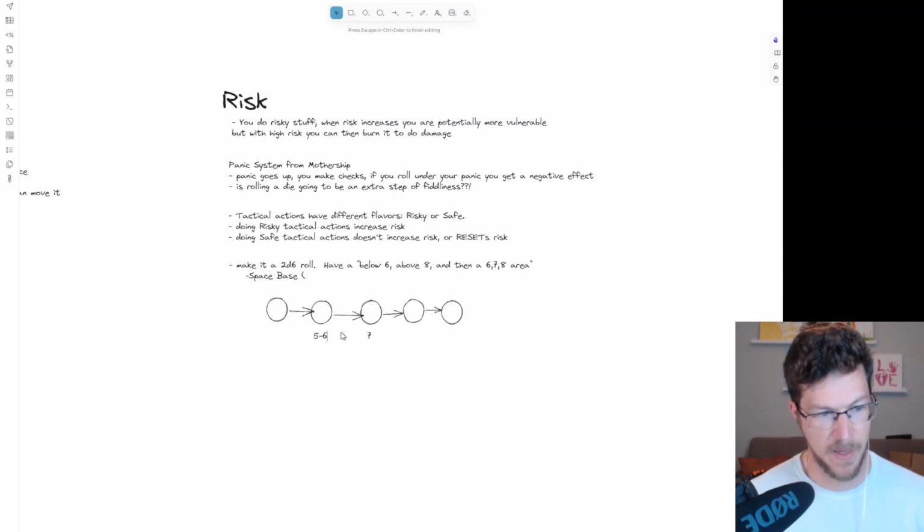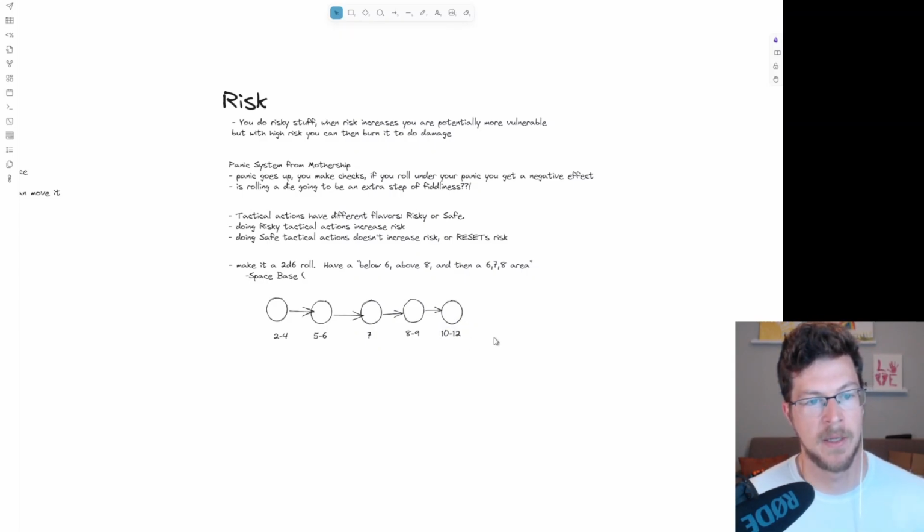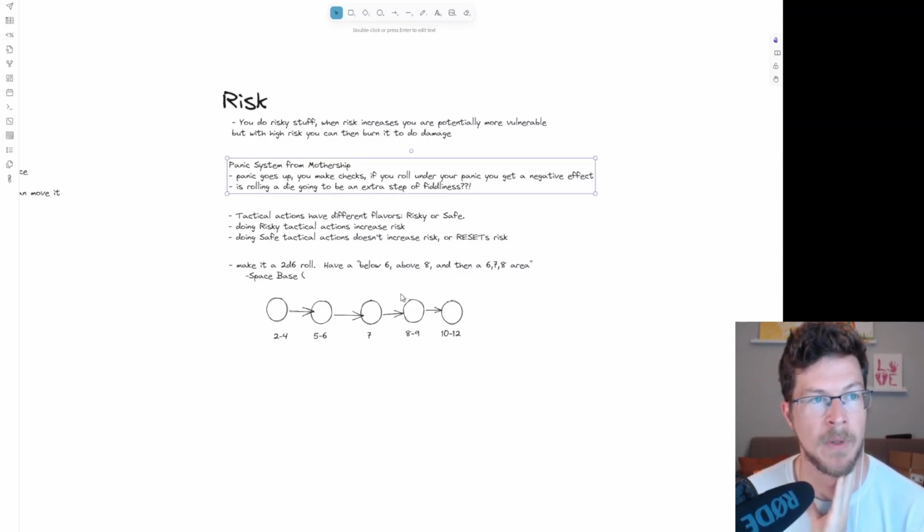And this is just straight up 7. This is like 5 to 6. This is like 8 to 9, right? And then this is 2 to 4. And this is 10 to 12. So this is now getting totally away from the idea of the panic system up here. But maybe this could be a fun little thing.